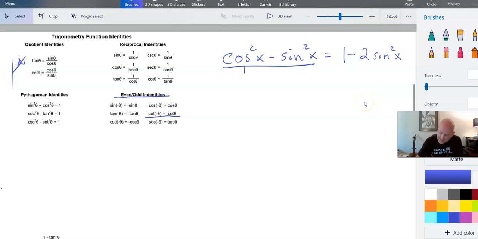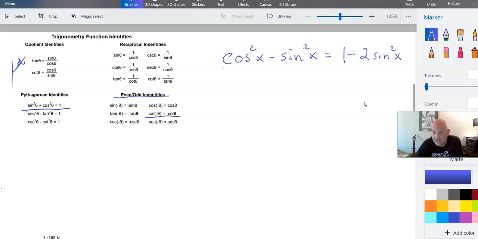Okay, so I want to look at the same thing one more time here. Let me go ahead and get this off of here. Now, basically what I'm going to do is take the sine squared and put it on the same side as the cosine squared. If you happen to notice, if I do that, what I'm going to end up with is this identity.